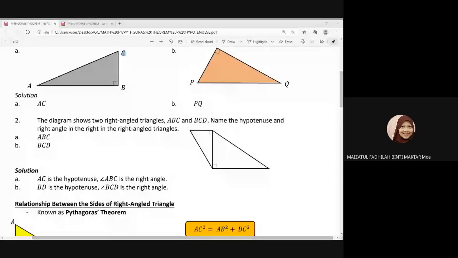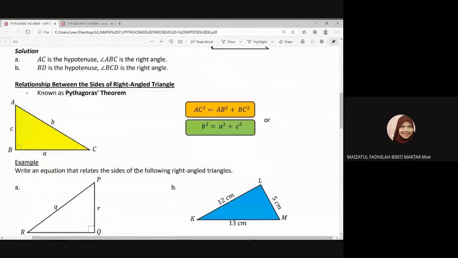Alright, so we go back to our note. Our note is this one. Next, we go to the relationship between the sides of a right angle triangle. Usually this relationship is known as the Pythagoras theorem.